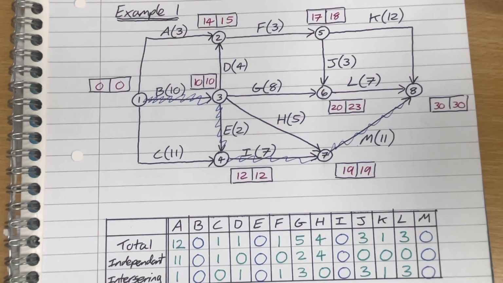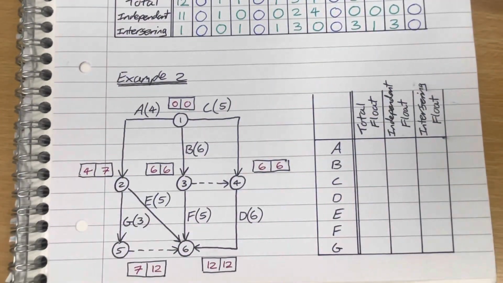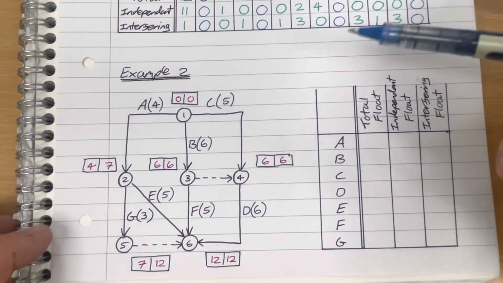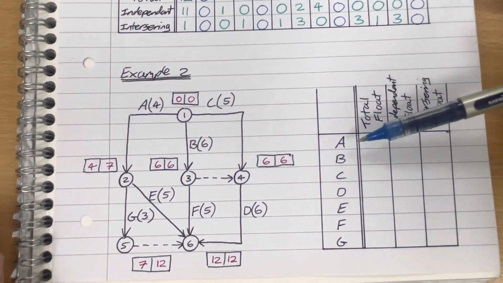It's just one with dummy arcs, same calculation. Again, we've seen this network before. I've just turned it on its side slightly to fit it on the page. But the calculation for float is exactly the same. So we've got total float, independent float, interfering float for all the activities.